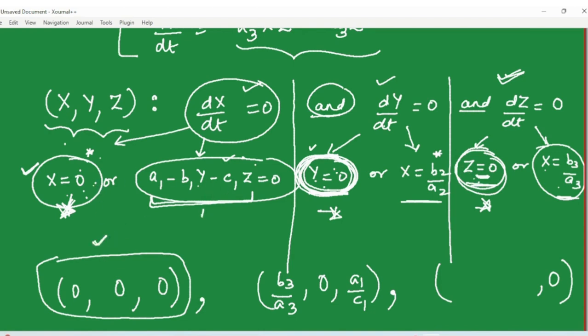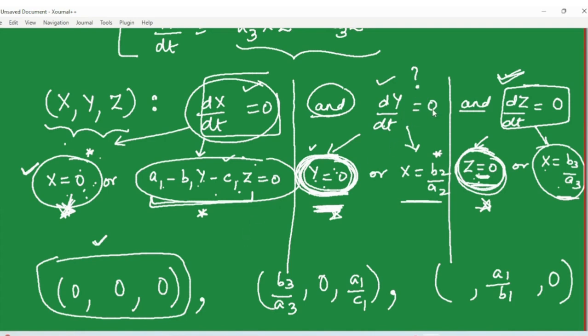Z equal to 0 combined with this equation gives you y equal to a1 by b1. So that freezes my option for y. Z equal to 0 combined with this is already done. Now let's see what is the option for x then. Since y is already frozen, y cannot be 0. If I freeze z equal to 0, dz by dt is already made 0. If I am putting my y as a1 by b1, this is also satisfied. So the only equation left to be satisfied is this.